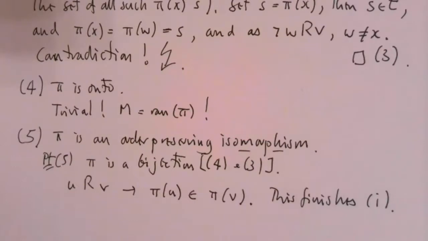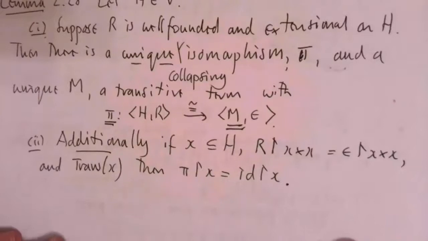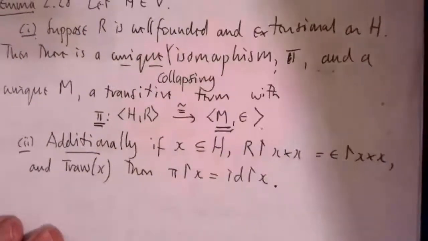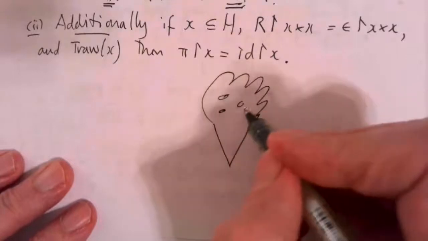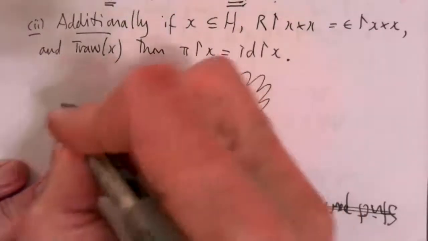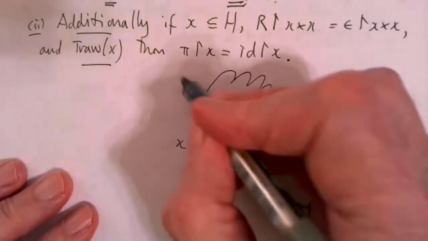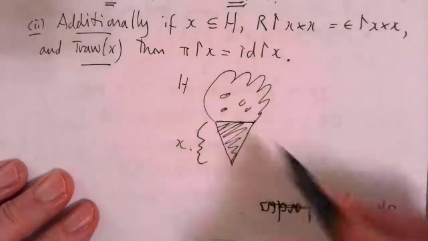And that's really the substantial part. And we have part two. Let's remind ourselves what part two is here. Part two says, if additionally I've got, so here might be my H, here's H. So it might be in a special situation that I've got some part of HX here where X is transitive. And the relation R on H, just considered on this bit, is epsilon. Never mind what goes on up here in the froth.